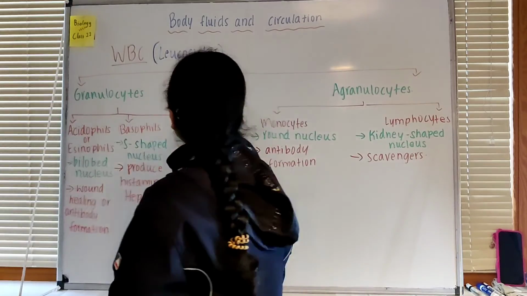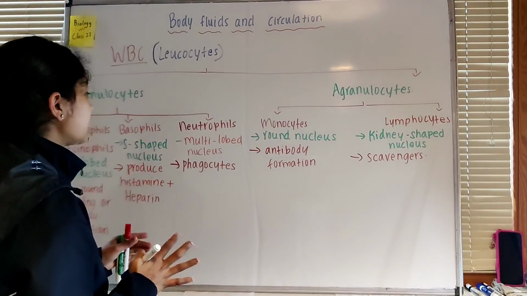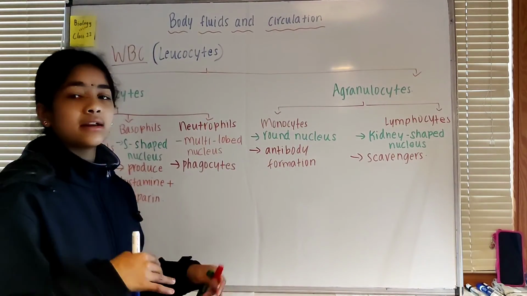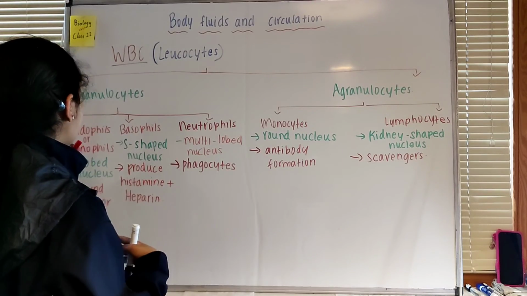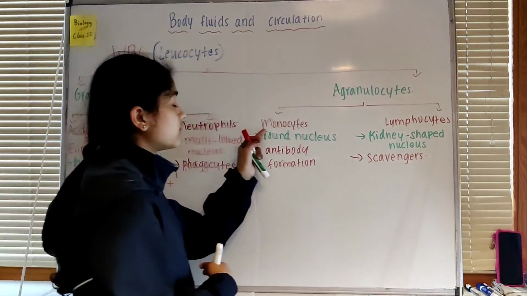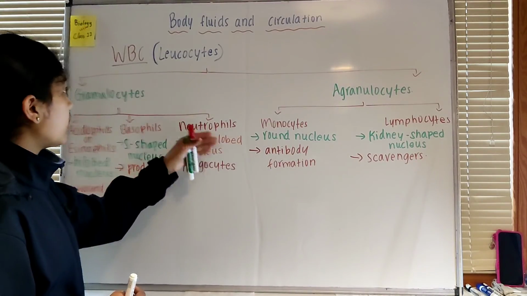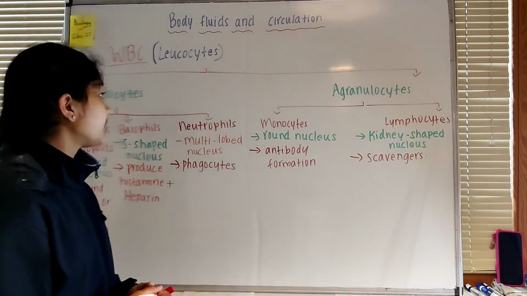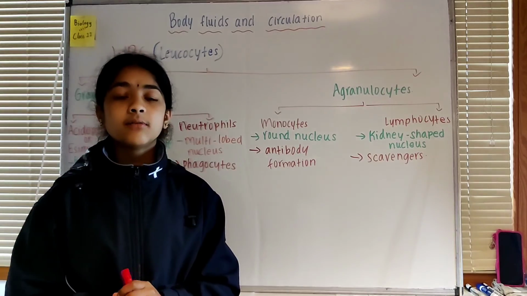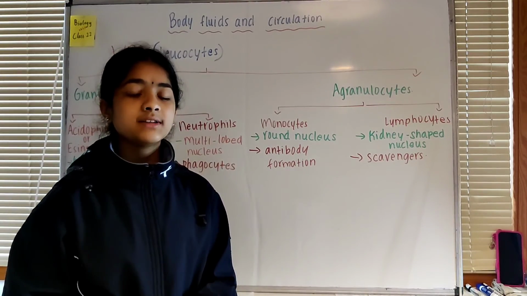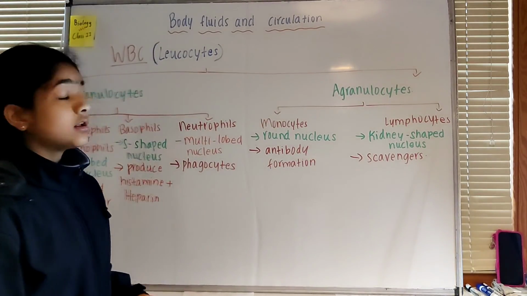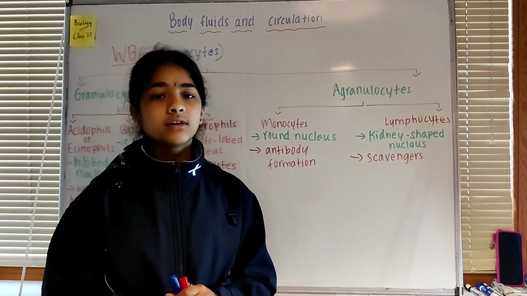So here we looked at the different types of WBCs, and this is the little flow chart that can help us differentiate between acidophils, basophils, neutrophils, monocytes and lymphocytes. So in this video we discussed some things about WBCs, and also we looked at the types of the WBCs.